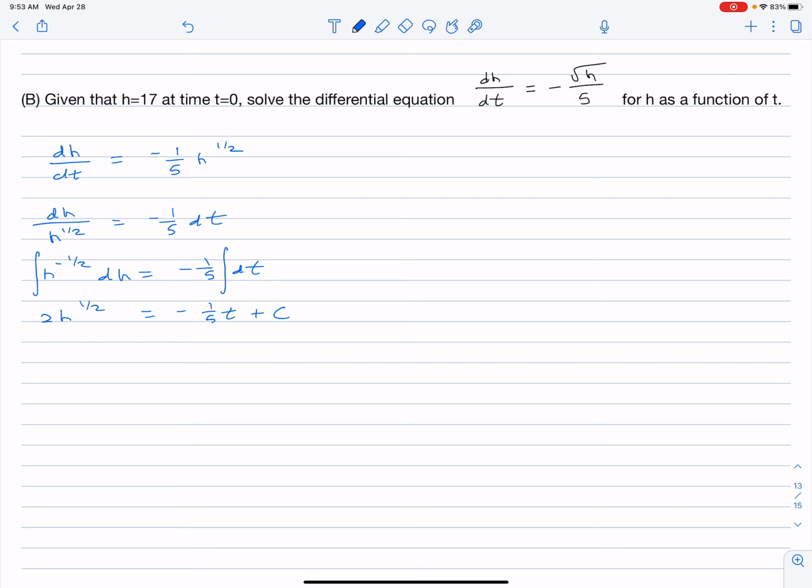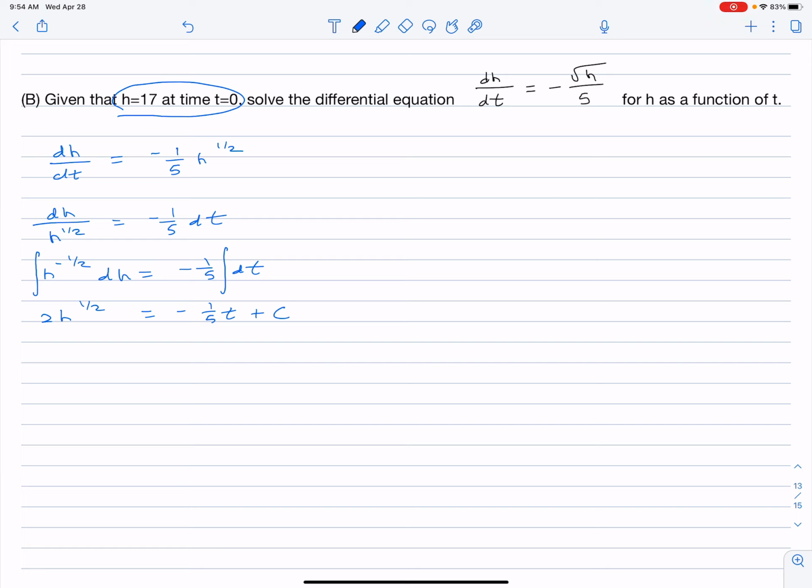Now, I do want to remind you, I talked about this last time and I'll talk about it again. That plus c is so important, okay? If you don't get that plus c, you're going to probably miss most of the points on the question, because they're asking you to find a specific equation. If you don't have that plus c, you won't be able to find a specific equation. So super, super important. Okay, let's keep on going here.